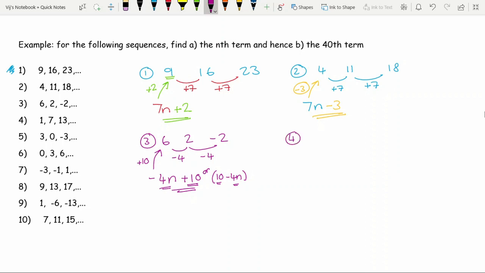For number 4, we've got 1, 7, 13. So again, working out the difference, here we've got positive 6. So I'm going to have 6n in the formula. I then need to compare my 6 to the 1, which is, I need to take away 5. So it'd be 6n minus 5.